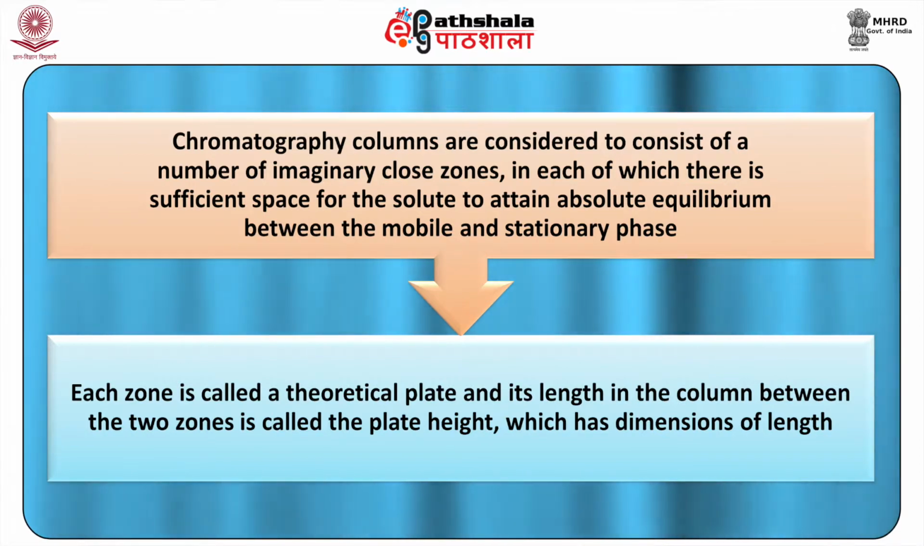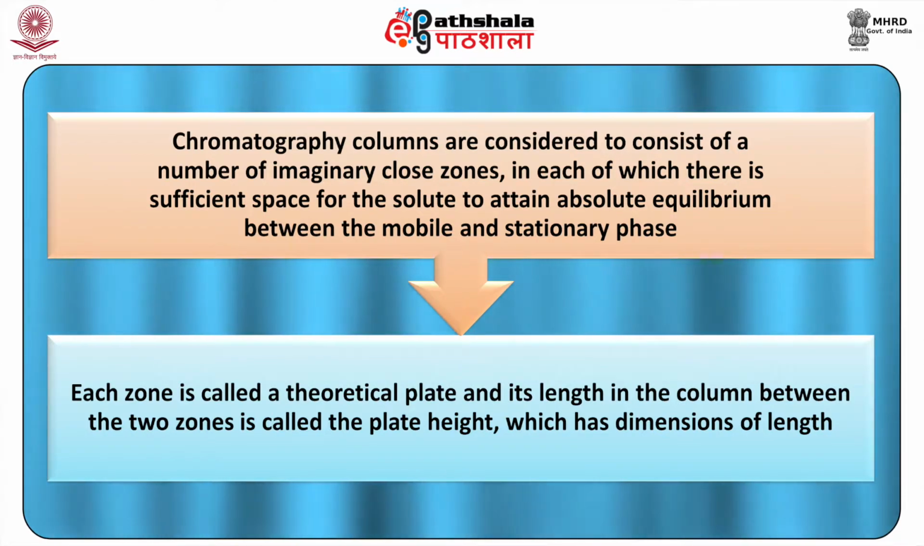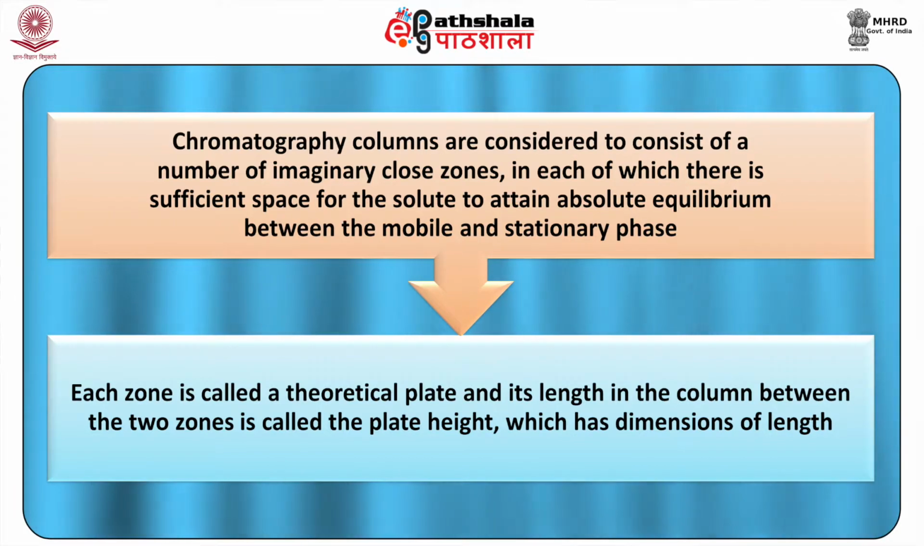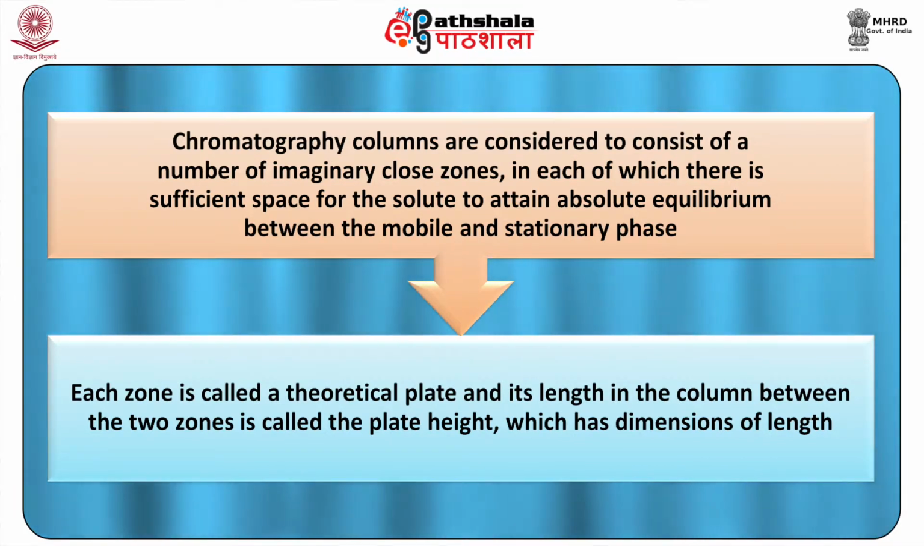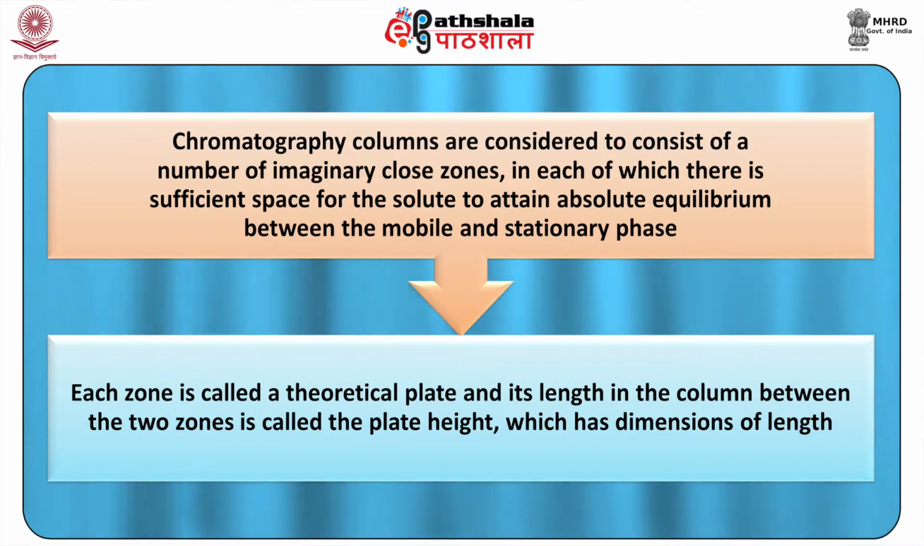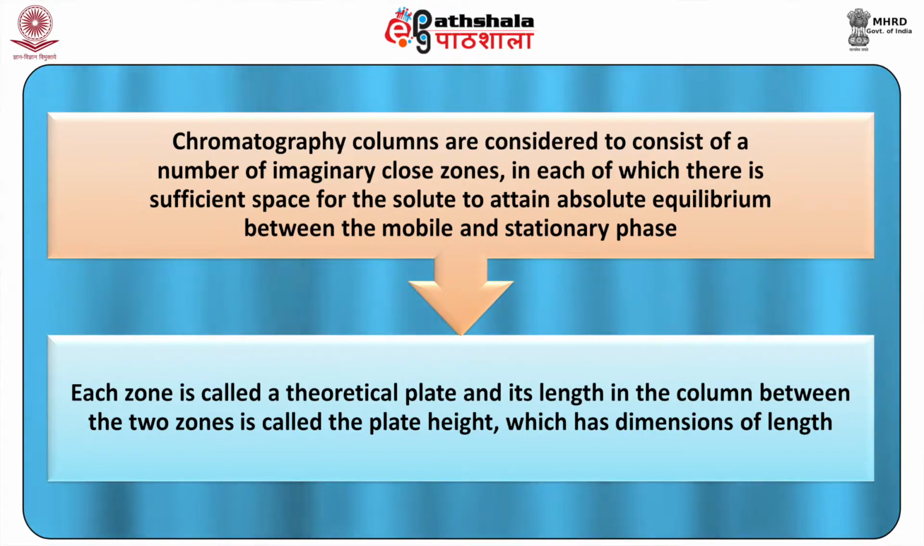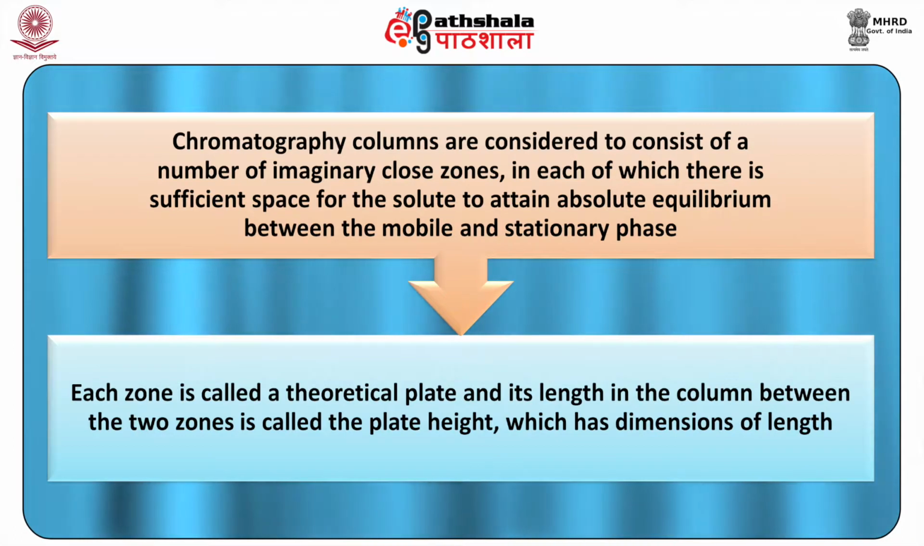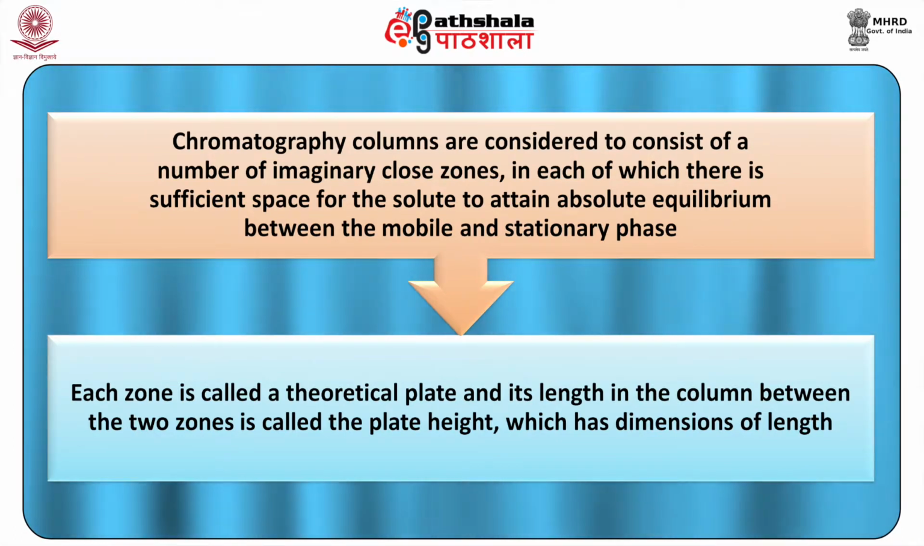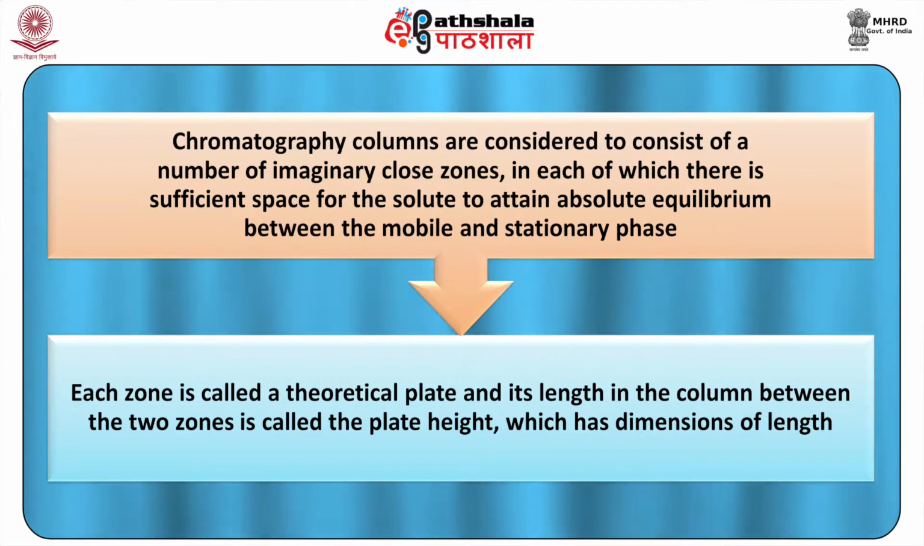Chromatography columns are considered to consist of a number of imaginary closed zones, in each of which there is sufficient space for the whole of the solute to attain absolute equilibrium between the mobile and stationary phase. Each zone is called a theoretical plate, and its length in the column between two zones is called the plate height, which has dimensions of length. The more efficient the column, the greater the number of theoretical plates involved and the lesser the plate height.